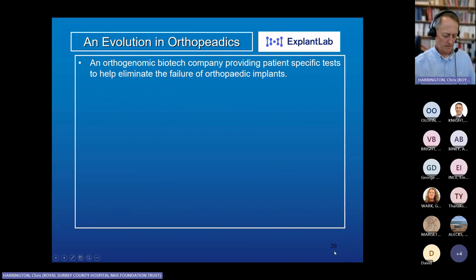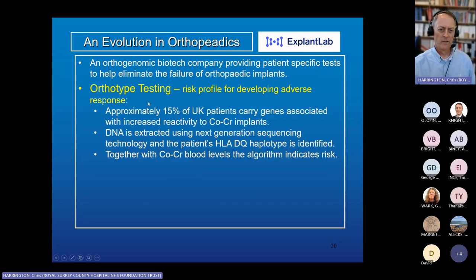So that sort of brings me near to the end of the talk now. Going on from that, the Northern Retrieval people, Dave Langton, they set up this company, Xplant. And this is an orthogenomic biotechnology company, where they provide this test, which we provide the analysis for. What they're trying to do here is come up with a risk profile. It turns out that a lot of patients in the UK carry genes that give them an increased susceptibility to inflammation as a result of having these nanoparticles in them.